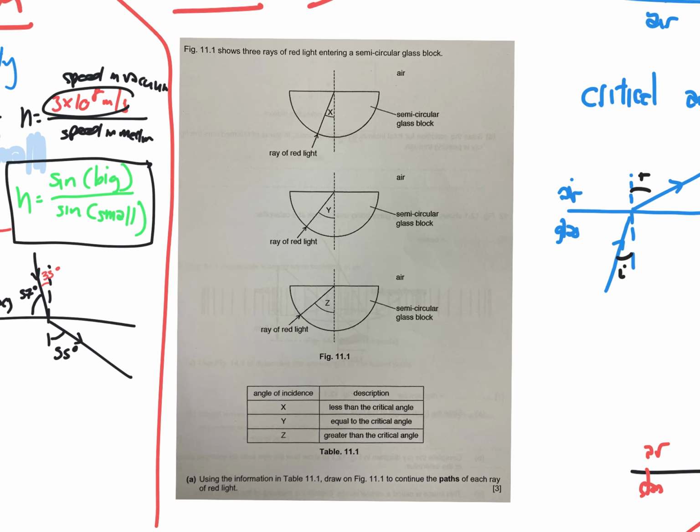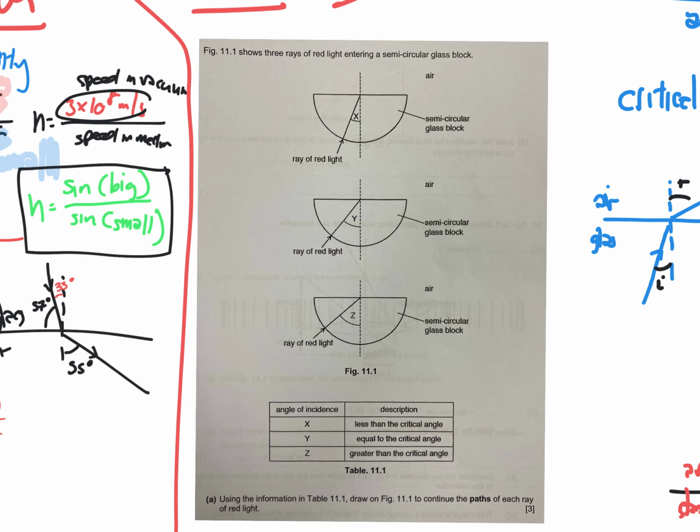So let's apply this into this question, okay? So I'm going to end soon. Let's say for example, there's this setup whereby I'm at three different angles. At X, I'm telling you that this angle over here is less than critical angle. So what happens if my angle of incidence is less than critical angle? I can still refract, correct? Yep, I still can. So what would it be? Maybe it would be something like this.